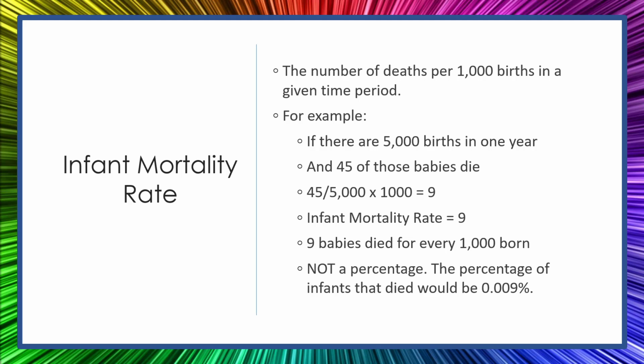I wanted to briefly talk about infant mortality rates. So an infant mortality rate is a number of deaths per 1,000 births in a given time period. So for example, if there are 5,000 births in 1 year and 45 of those babies die, it's 45 divided by 5,000 times 1,000, which equals 9. So the infant mortality rate is 9. 9 babies died for every 1,000 born. It is not a percentage.